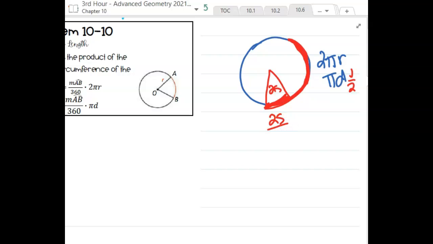It'd be 25 over 360, because the whole circle is 360 degrees and I've got 25 degrees of it. So you would take this times the circumference. Does that make sense? So we can find the whole, find all of it, and then figure out how much of the piece of the pie you have or you're looking for.